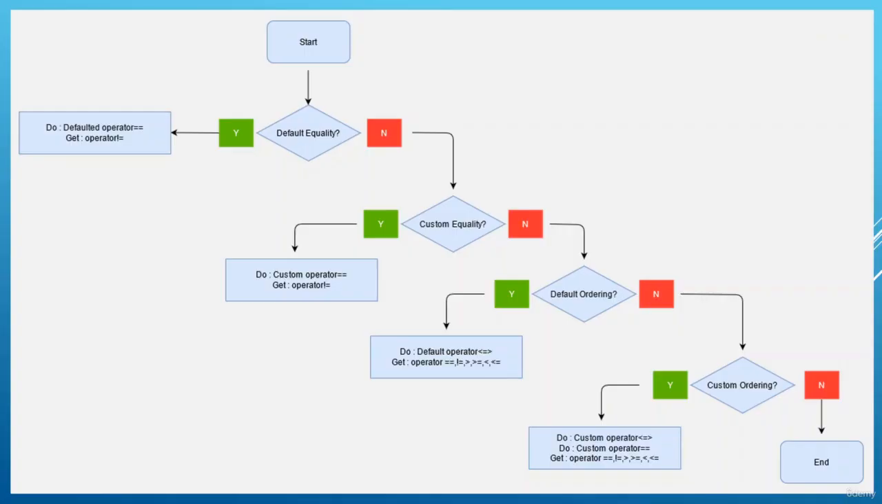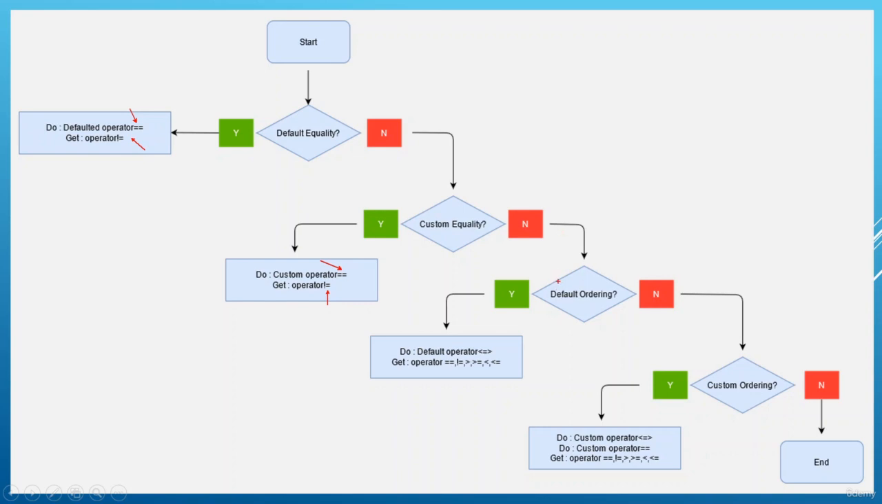Here is a simple visualization I tried to come up with to help you decide what kind of comparison operators you can support in your program. If you want default equality, then you need to put in a default equals operator. The compiler is going to give you a not equals operator. If you want custom equality, then you need to do a custom equals operator. The compiler is going to give you a not equals operator.